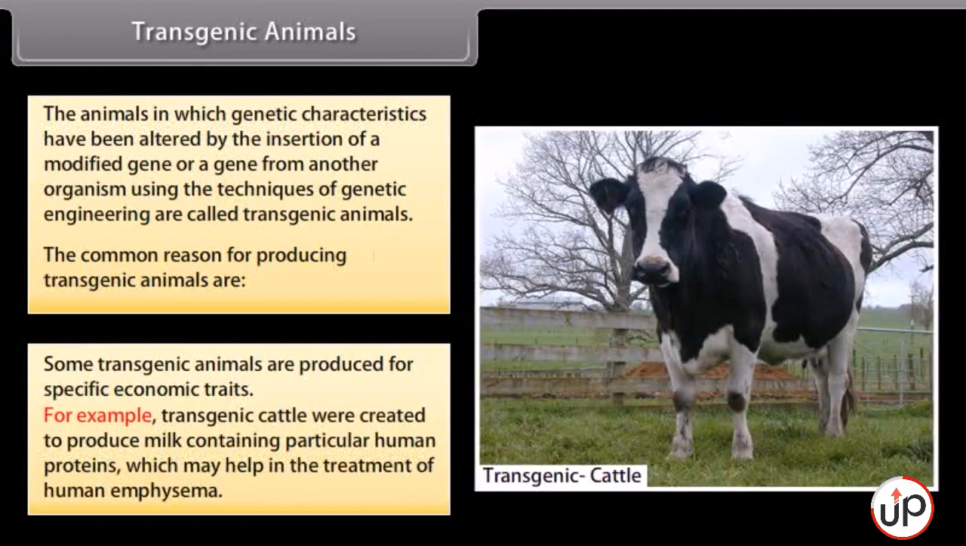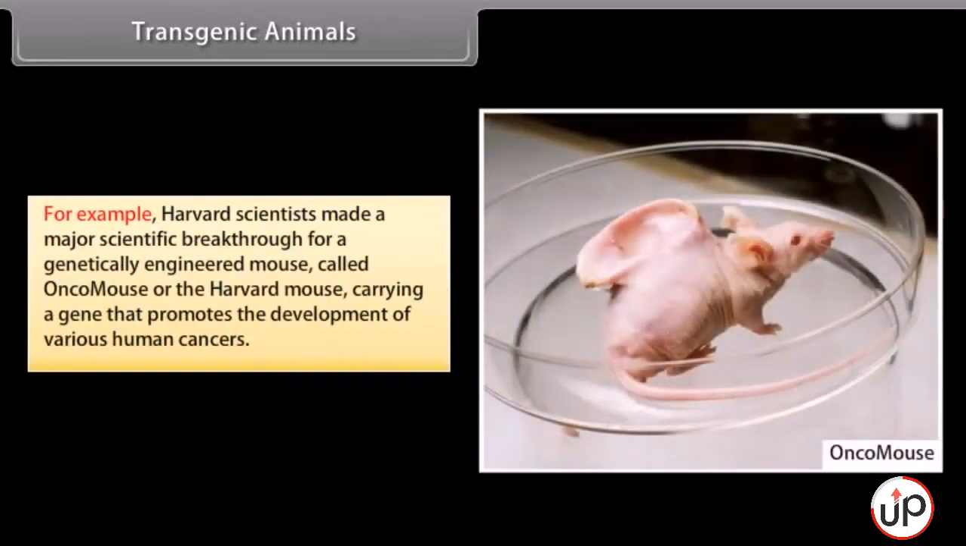For example, transgenic cattle were created to produce milk containing particular human proteins which may help in the treatment of human emphysema. For example, Harvard scientists made a major scientific breakthrough for a genetically engineered mouse called OncoMouse, or the Harvard mouse, carrying a gene that promotes the development of various human cancers.